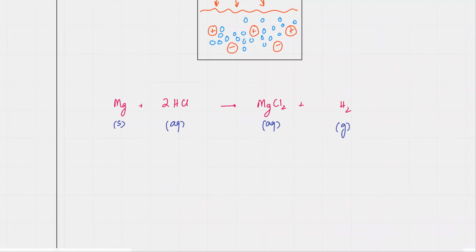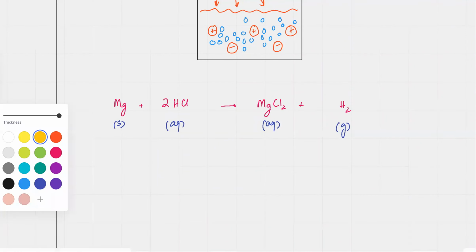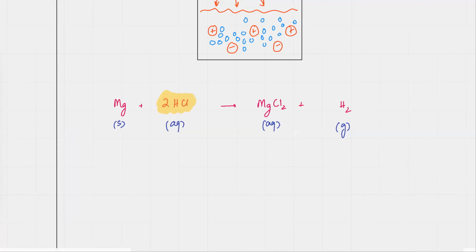So this is what we are going to do, and substances that are aqueous are HCl. HCl is aqueous and MgCl2 is aqueous. So that means their ions are going to get scattered. So Mg is going to remain as it is. It's going to be a solid. HCl over here is in aqueous state, so that means the H+1 and Cl-1 ions are now separate. So I'm going to write them separately. It's going to be 2H+1 ions and 2Cl-1 ions. So they are all separately scattered in water.